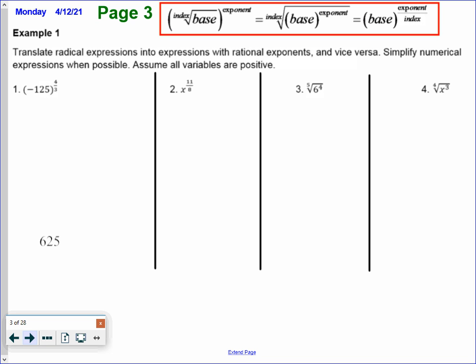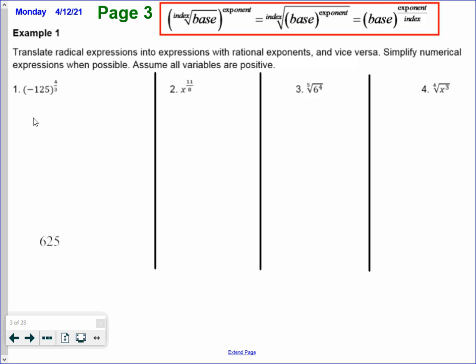So on number 1, we have negative 125 raised to the 4 over 3. One way we could write this is negative 125, all of it raised to the fourth power, and then the third root of all of that. When we look at it like this, it's a pretty difficult problem, right? Trying to find the fourth power of negative 125 is going to be difficult as it is, and then we need to find the third root of that. That's a lot of work. It's going to be pretty impossible to do without a calculator.